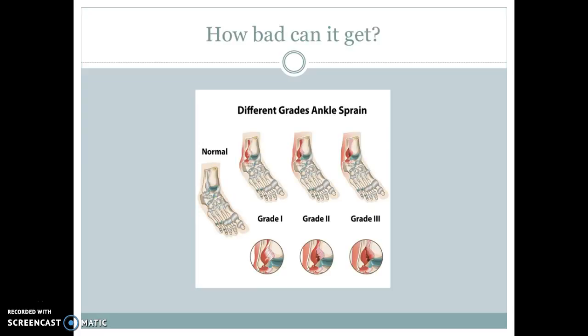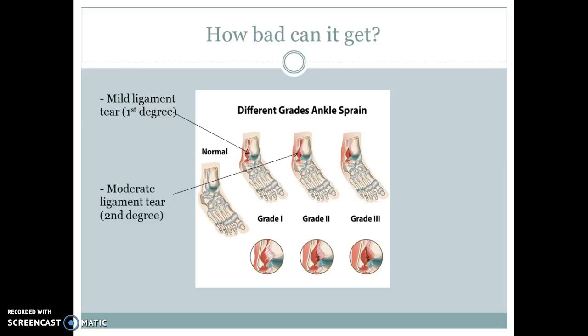How bad can your ankle sprain get, if you're wondering? There are three degrees of injury to it. The first is grade 1, a mild ligament tear. This is when there are tiny tears in the ligament and it's not that severe. It'll take a few days to recover. The second is a moderate ligament tear, a second degree tear. The third is a severe ligament tear. It is when the ligament tears off completely, and it will take a few months, which I will explain further in a future slide.